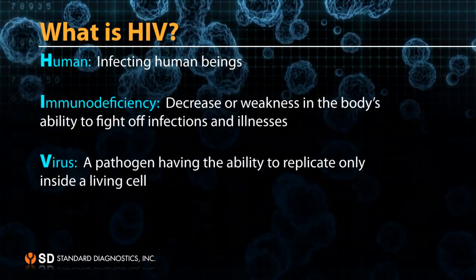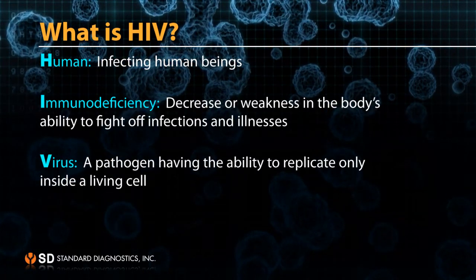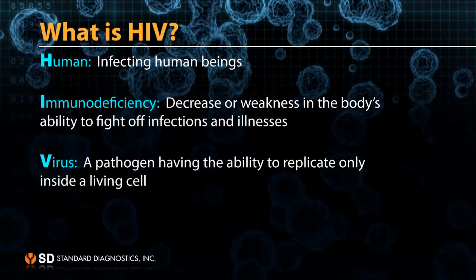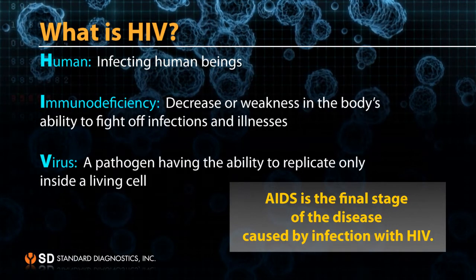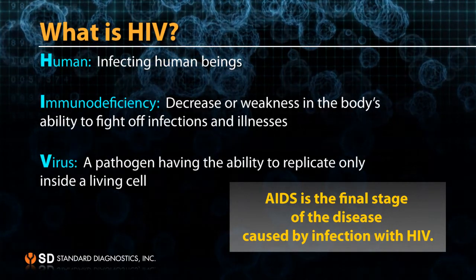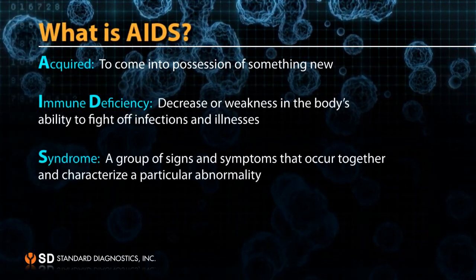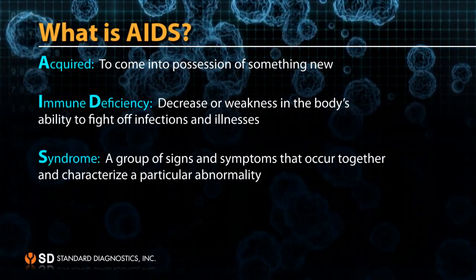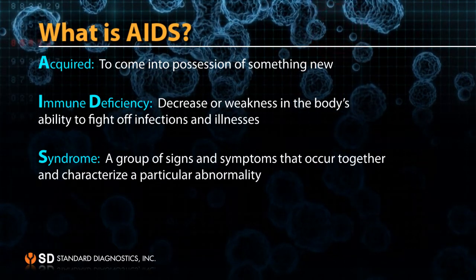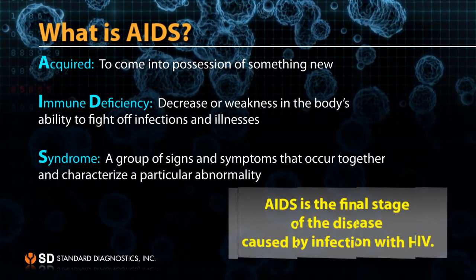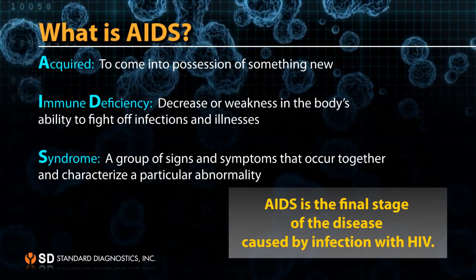HIV stands for Human Immunodeficiency Virus. It infects humans. It weakens the immune system, which is an important system in the body for fighting off infections and illnesses. It is the virus that causes AIDS. AIDS results when HIV infection progresses to an advanced stage, damaging the immune system to a point at which the body can no longer fight illness. So, AIDS is the final stage of the disease caused by infection with HIV.